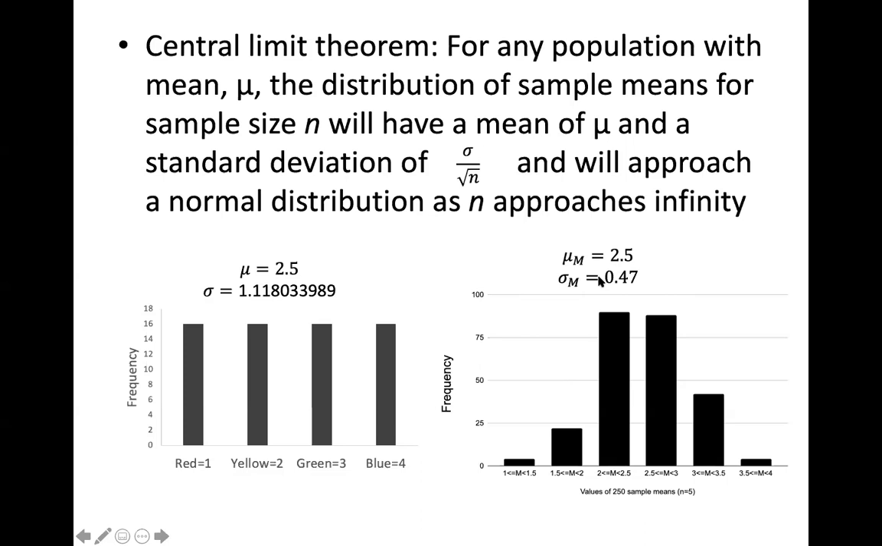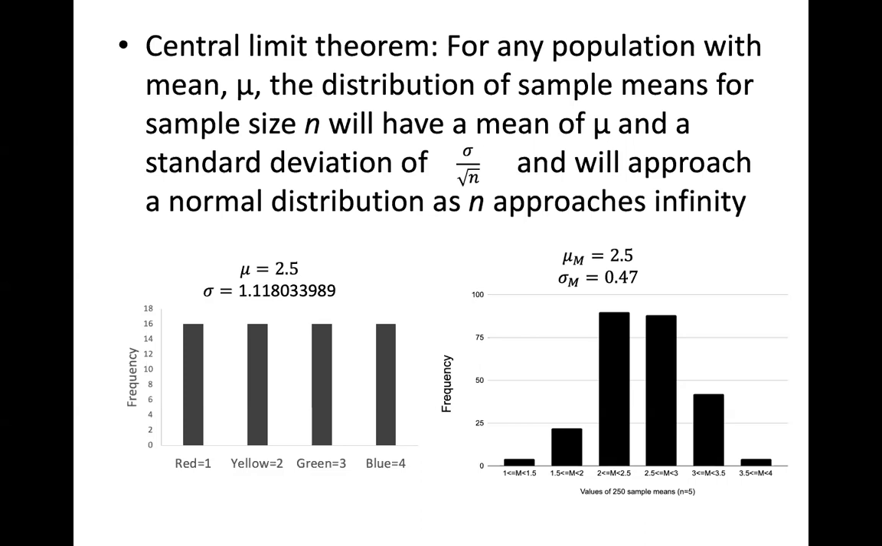Once again, the central limit theorem says the distribution of sample means is going to have a mean which is exactly the same as the original population mean. Someone tell me, is that true or false for us? Was our distribution of sample means, the mean was 2.5, true or false? That is the same as the population mean for us. True. Yeah, and so that worked out perfectly.